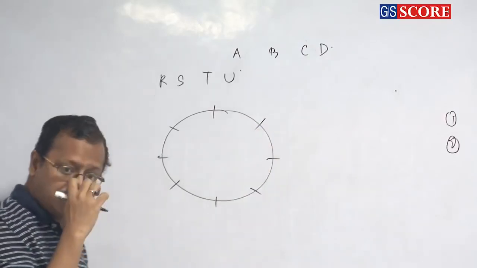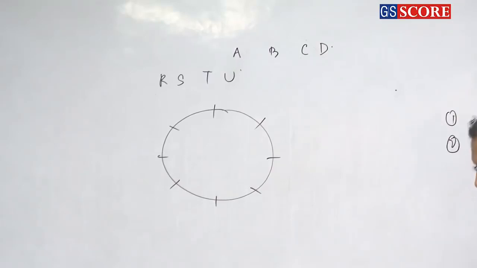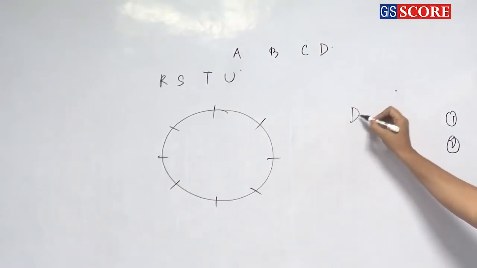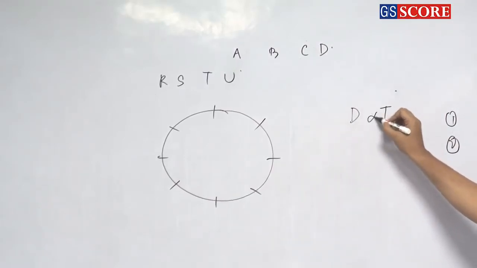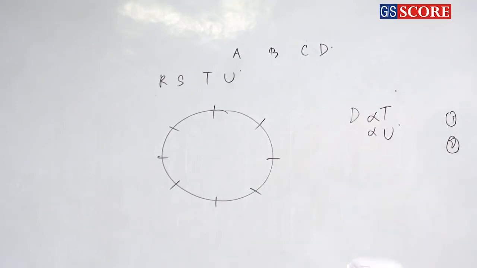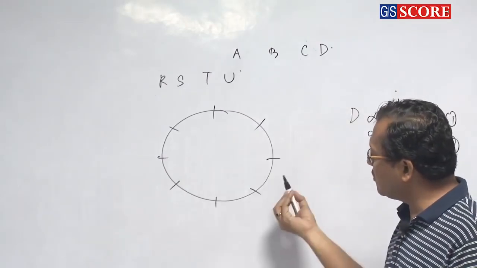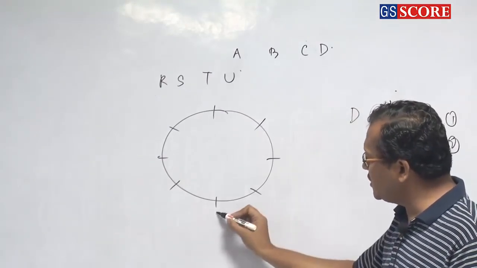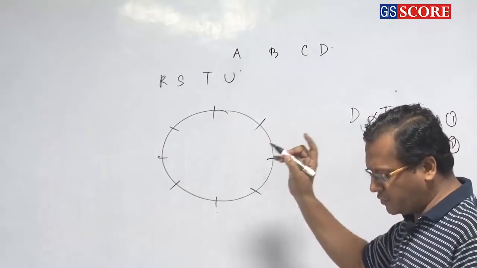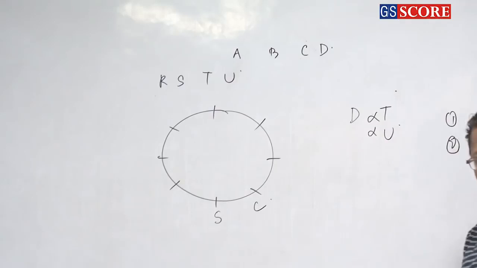These are the 8 positions. Okay. D was not married to T. D was not married to U. C was to the right of Somesh, S. So you can put anybody here. C was to the right of S. Clear or not? Put anybody here.